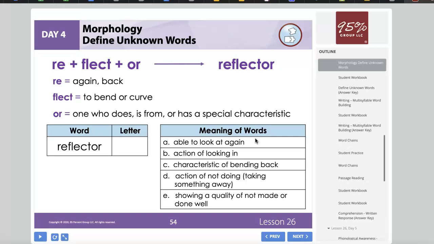What do you think matches reflector? A, able to look at again. B, action of looking in. C, characteristic of bending back. D, action of not doing or taking something away, or showing a quality of something not made or done well. That is going to be the characteristic of bending back, because we see that or is that characteristic, bend is flect, and back is re. So that fits our description. So reflector should be C.